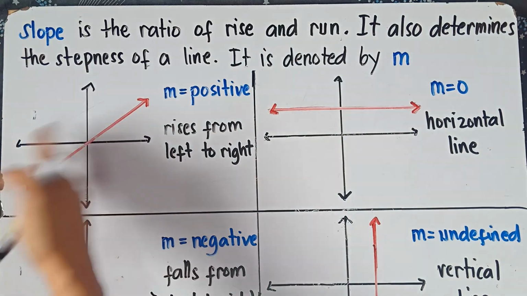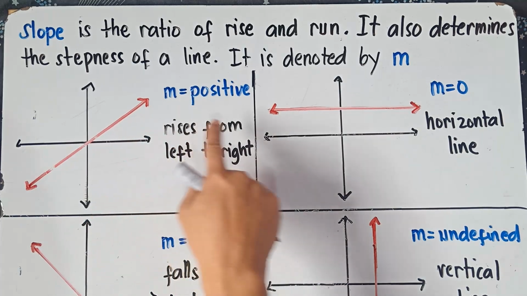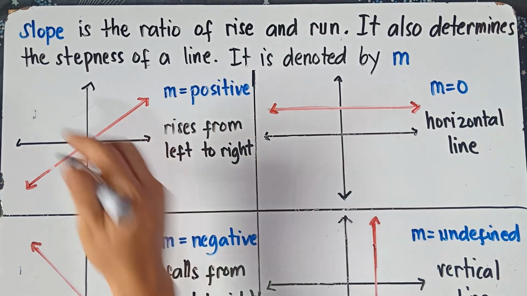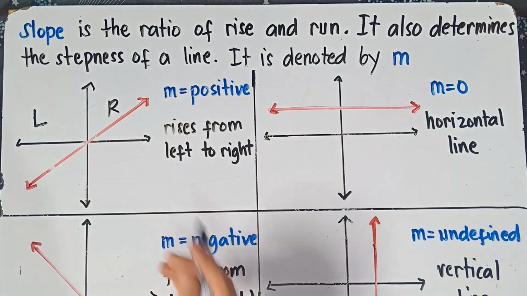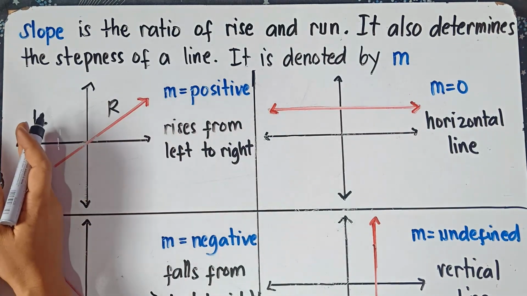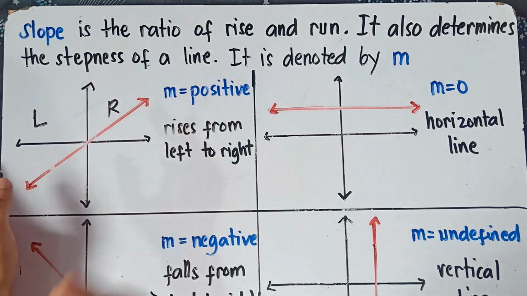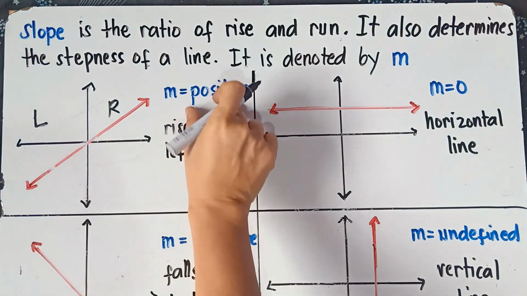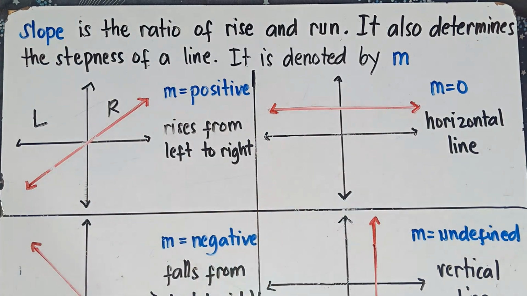If you have this given graph, this Cartesian plane, and the arrow rises from left to right, once again, class, this is left in your Cartesian plane. This is left. This is right. Now, if the arrow rises left to right, as we can see, going to the right, therefore, class, your slope is positive. Simple as that, class. The answer for the slope would be positive.